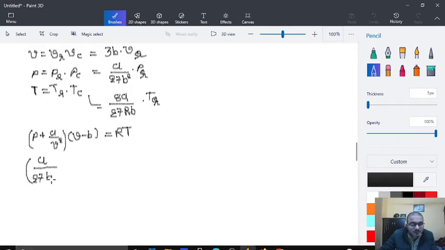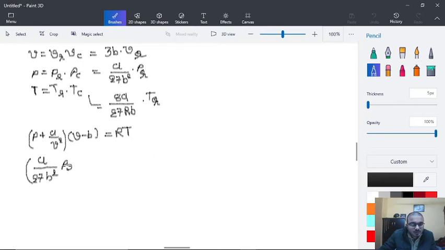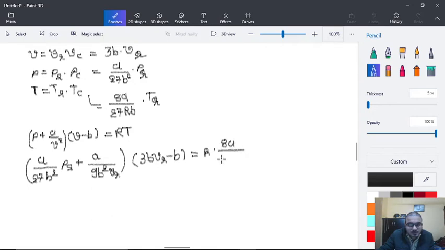A divided by 27 b square into PR plus a divided by 9 b square VR square into 3b VR minus b is equal to R into 8a divided by 27 Rb TR.